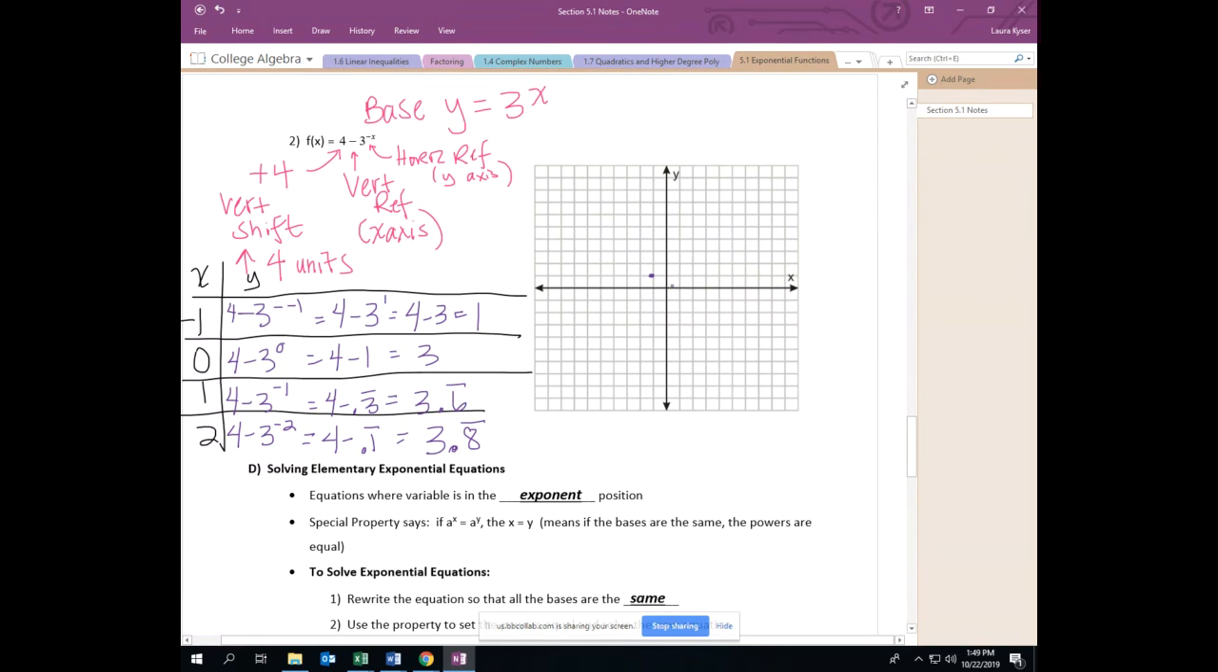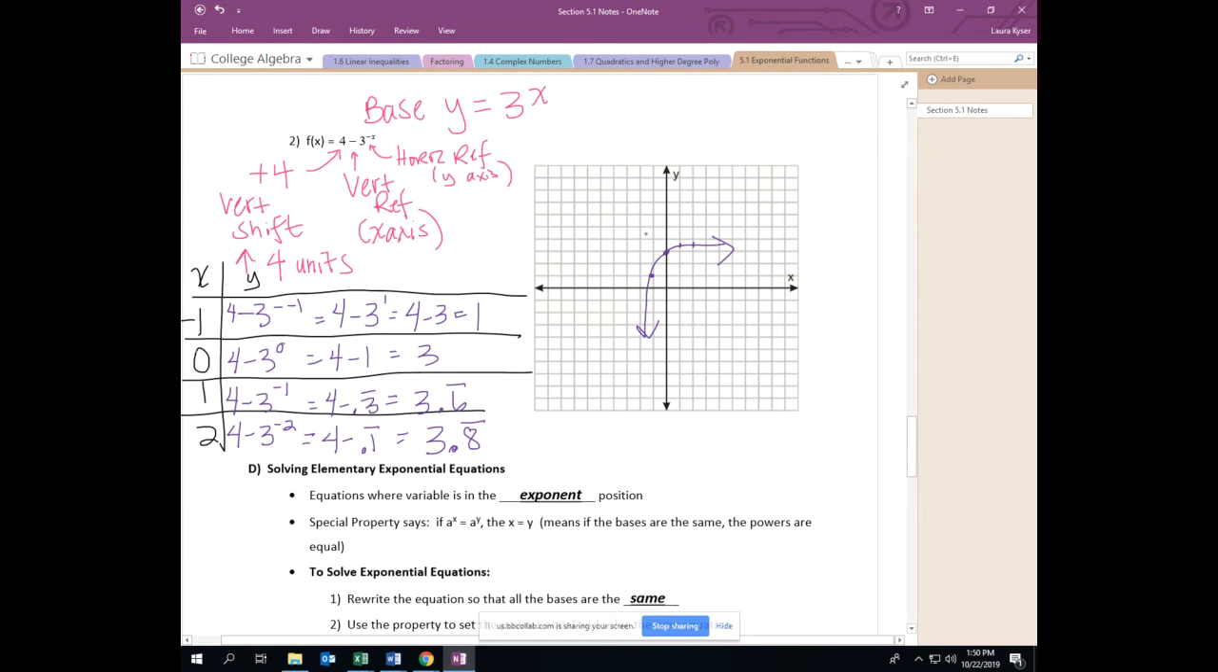We've got 0 is at 3. We've got 1 at 3.6. And we've got 2 at 3.8, which is barely higher. So you can see that this time it's flattening out over here. And on the opposite side of the flatten, it's supposed to be almost straight.